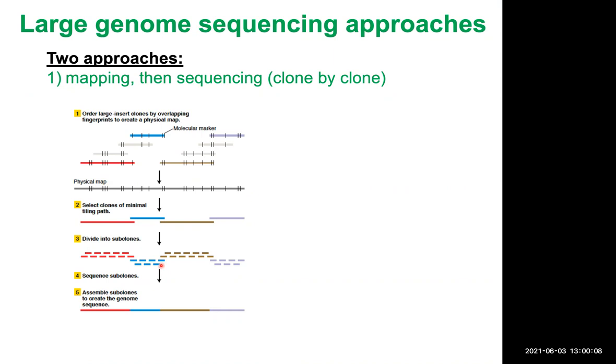So if we have, I'm sorry, I'm just kind of confused then. If we have the clones, wouldn't the physical map already be the sequence?